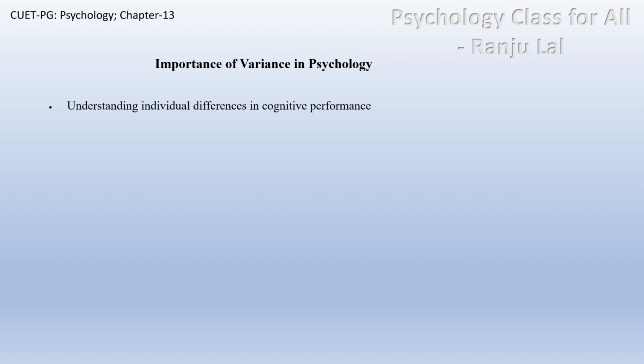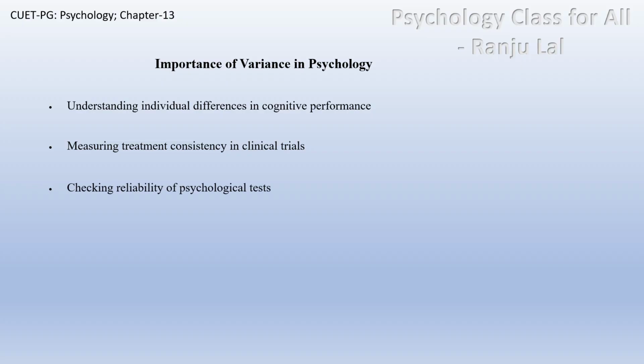Now, about the importance of variance in psychology. In psychology, variance tells us how consistent or diverse behavior, emotions, or test responses are. So it can be used in understanding individual differences in cognitive performance, measuring treatment consistency in clinical trials, checking reliability of psychological tests, or comparing emotional variability in different groups.